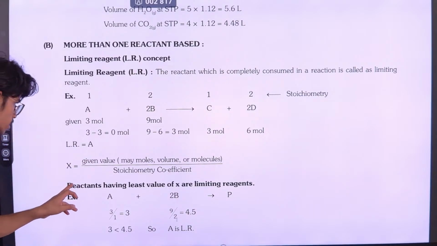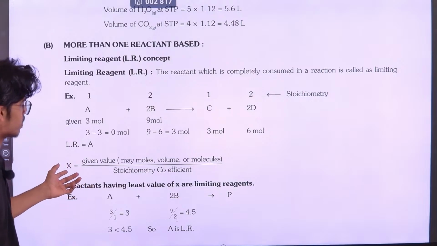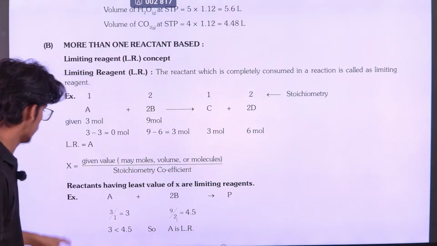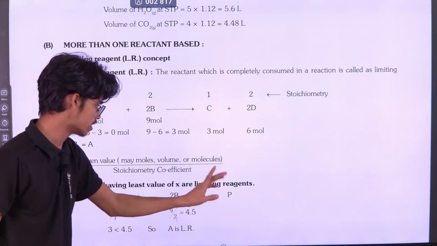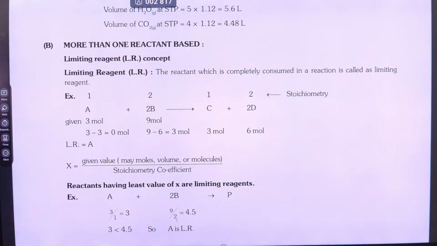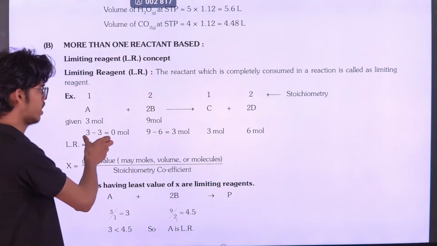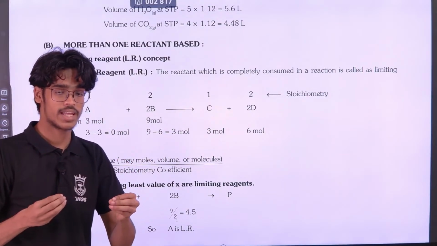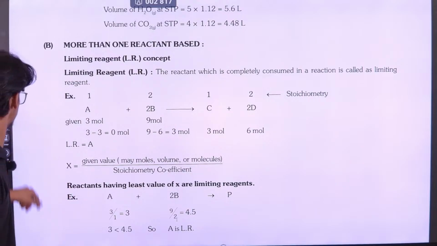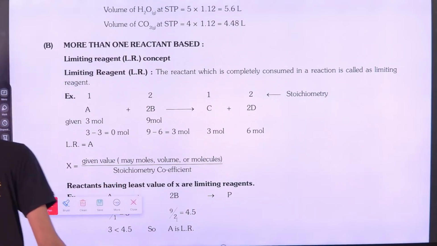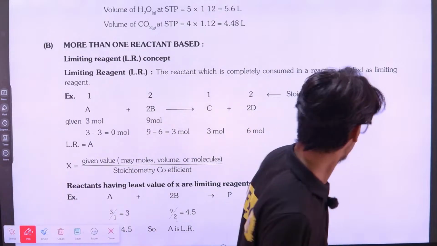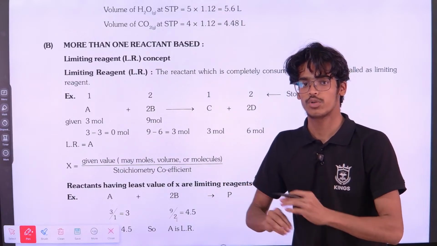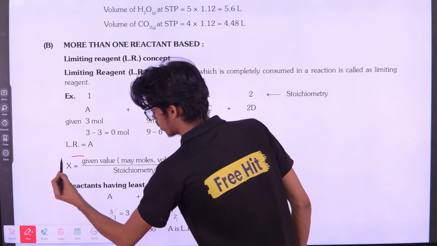Okay. So X, what is this X they are trying to give? I don't know what this is. Okay, leave it. Reactants having least value of X are limiting reagents. Okay, so see, this is a way to find out. Although you can see after the reaction which one thing is left, you can also find out which one is the limiting reagent by this ratio. So you can find out which reagent is going to be consumed fully by utilizing this ratio.